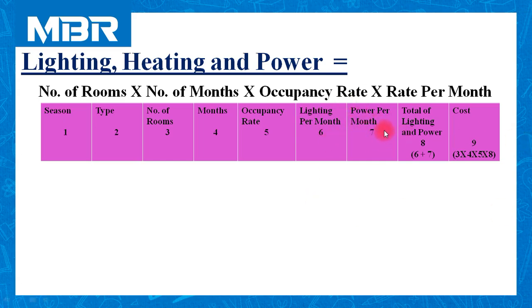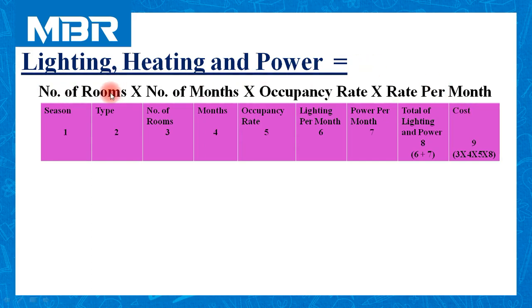Power per month is also given in the question, and total cost of lighting and power is number 8. For your reference, I have written this information in the bracket. Number 8 comes from the total of items available in number 6 and number 7. And cost is based on the factors mentioned in the formula.